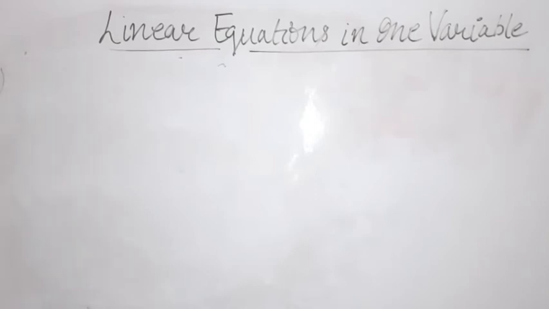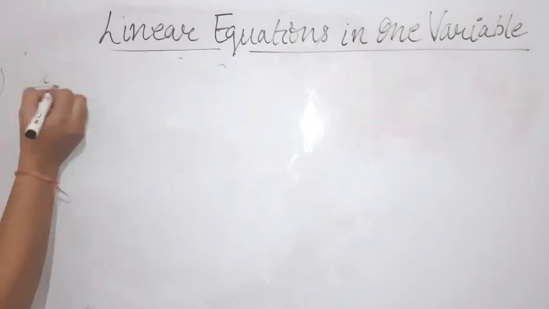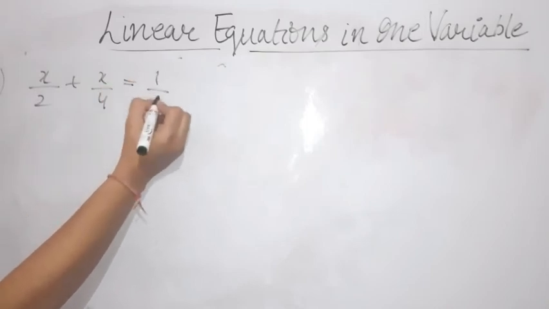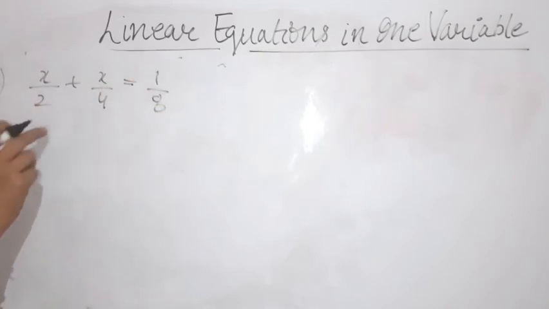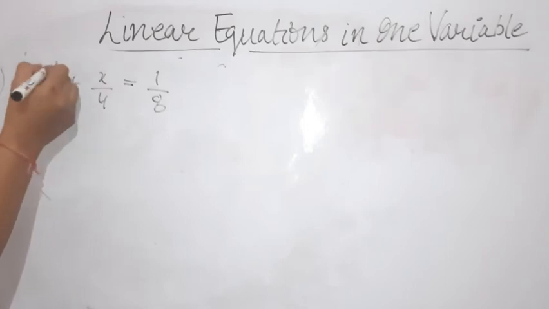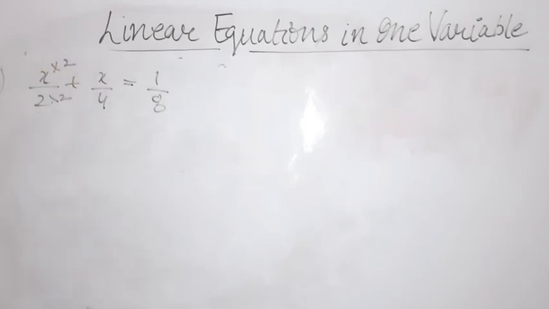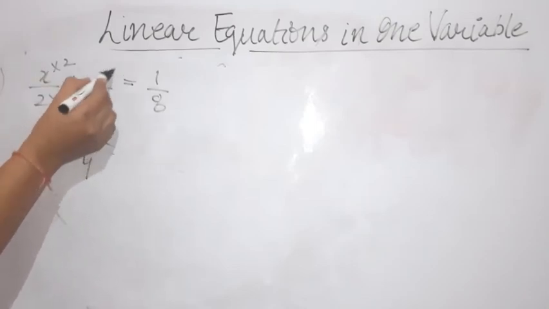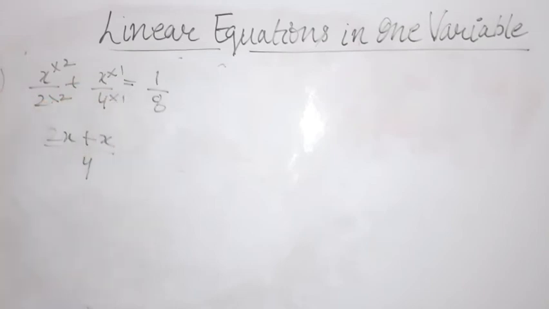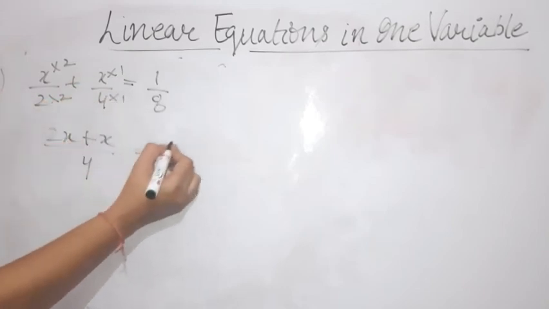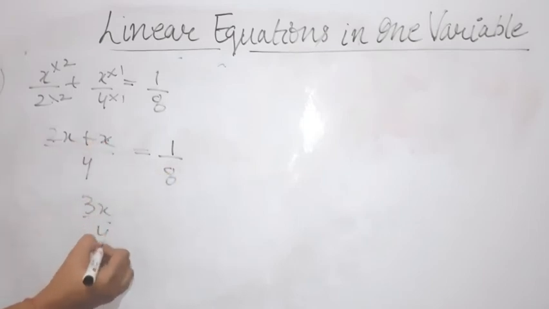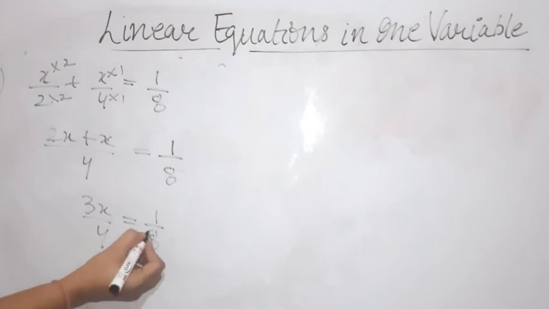Question number 9 is x upon 2 plus x upon 4 is equal to 1 upon 8. Both the terms are like terms, so we have to take the LCM of 2 and 4. What is the LCM of 2 and 4? It is 4. So 2x plus x upon 4, because it is already 4, there is no need to multiply with any number. It will be 2x plus x upon 4 and 1 upon 8. Now here it will be 3x upon 4 is equal to 1 upon 8.